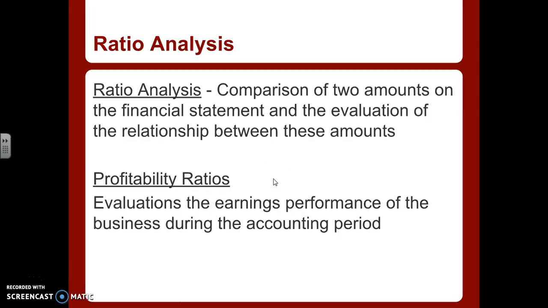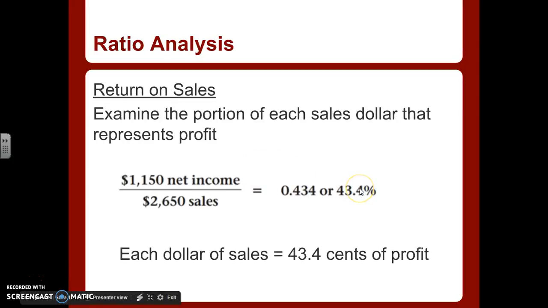All right, so let's take a look at ratio analysis. Ratio analysis is the comparison of two amounts on the financial statement and the evaluation of the relationship between these amounts. There are also profitability ratios that accountants might calculate. These are evaluations of the earnings performance of the business during the accounting period. These sometimes are ratio percentage numbers that a business owner may or may not want to look at. So normally accountants will put it in there regardless of whether or not the owner wants to look at it. All right, so ratio analysis.